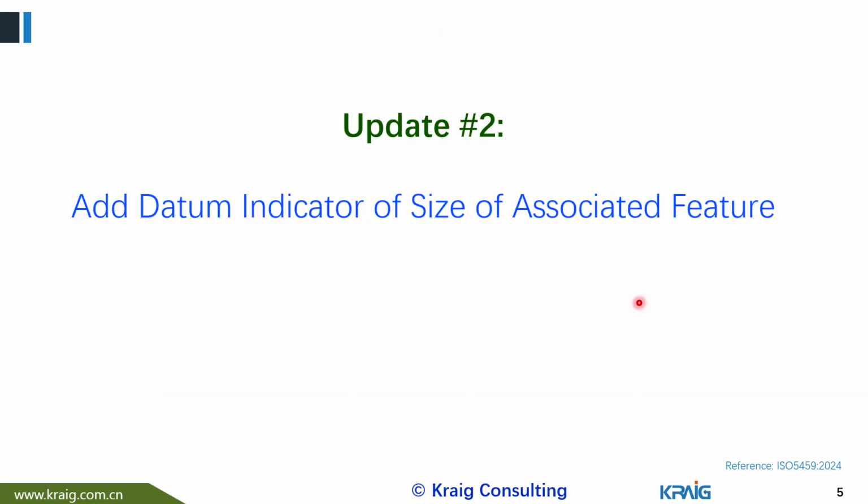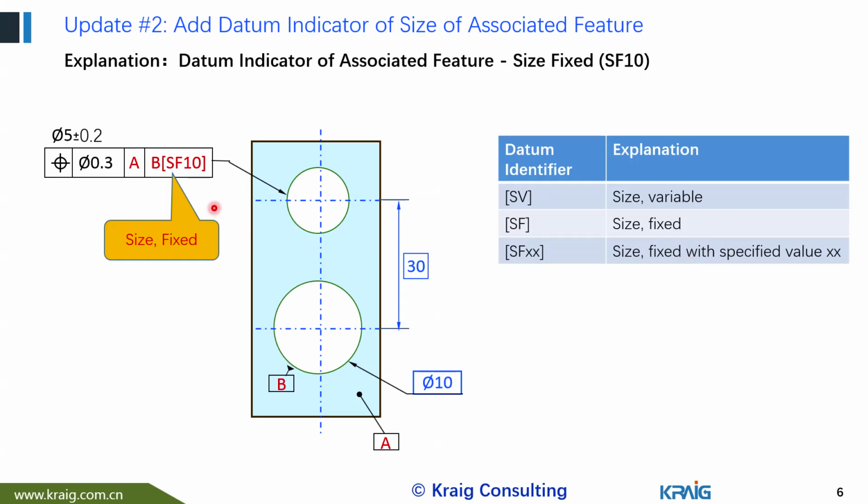Update number two: the new standard adds a datum indicator for the size of the associated feature. It's pretty long, so let's look at what exactly it means. Here there's a drawing. Datum A is a surface. Datum B is a hole. And you can see the basic, or theoretical, dimension is 10.